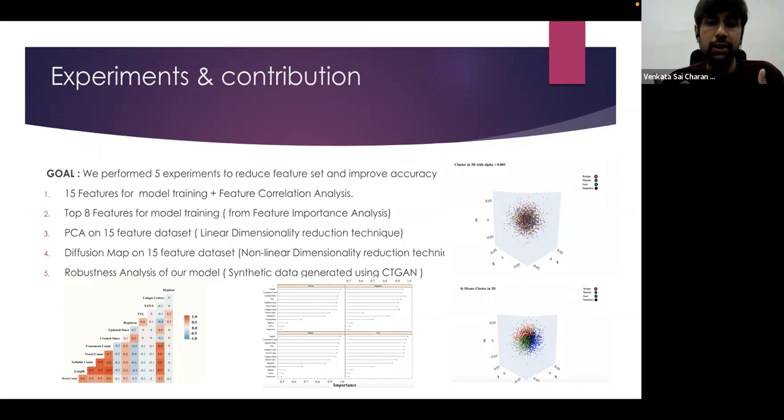To evaluate our model, we used a synthetic tabular GAN, a generative adversarial network, to generate synthetic data. We generated that malicious synthetic data and pushed it through to verify the accuracy of our model, to check its robustness. So this is the high-level work which we have done in the last year.